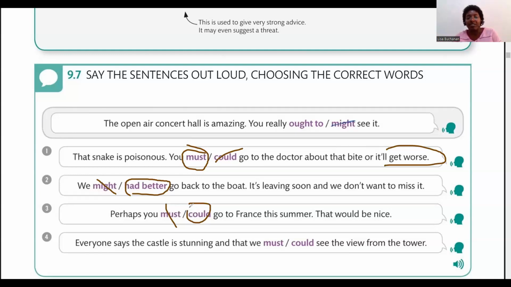And number four, everyone says the castle is stunning and that we must or could see the view from the tower. Must. We know that the view is great from the tower, that it's stunning. So we wouldn't say could, just a general suggestion. We'd say must, because you know this is a great spot.